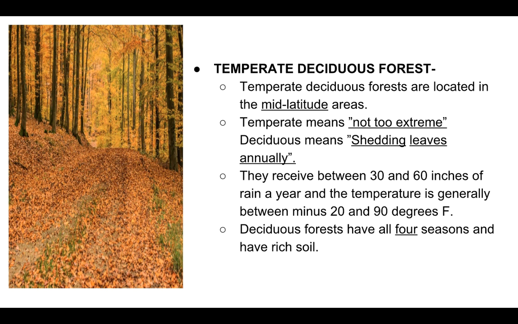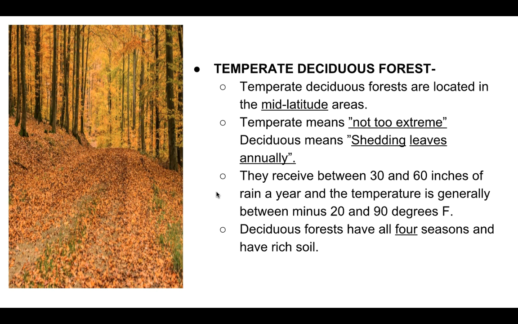means not too extreme. And deciduous means shedding leaves annually. So every year, the leaves around here shed their leaves. So that's what deciduous means. And temperate means not too extreme. So it might seem like it, but it's not too hot and it doesn't get too cold. We don't have a whole lot of rain, especially compared to the tropical rainforest.